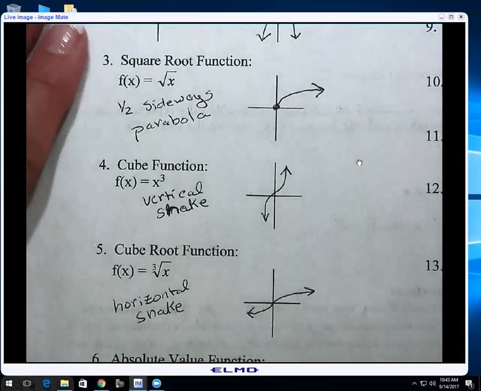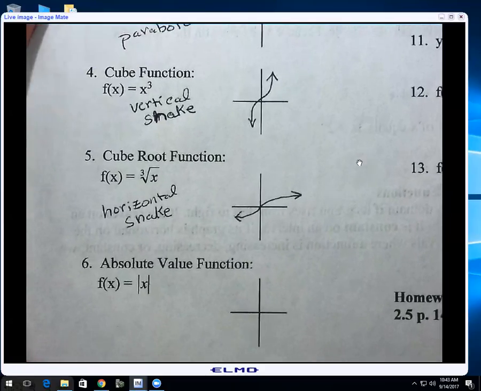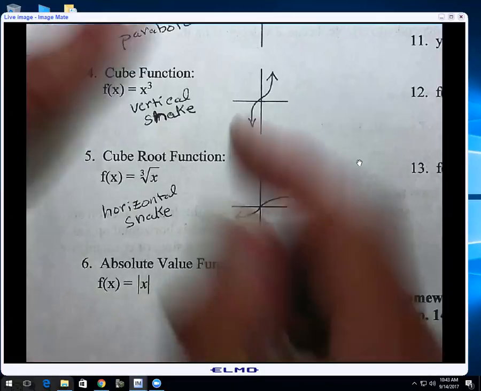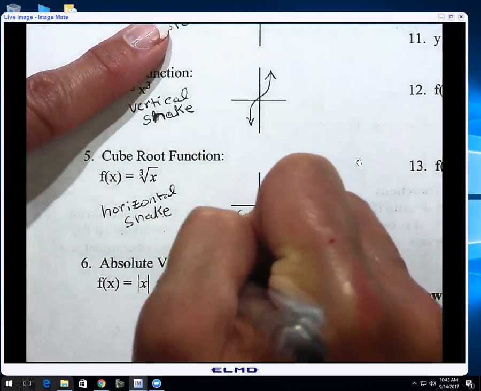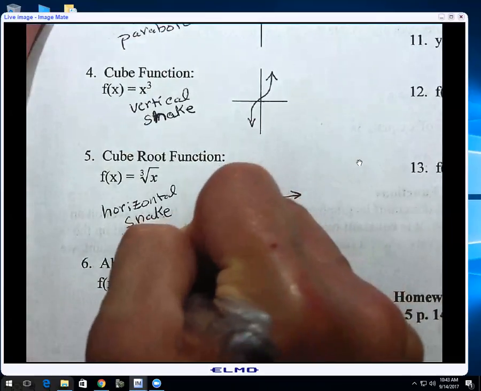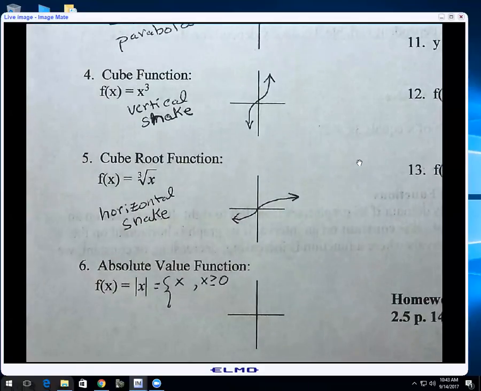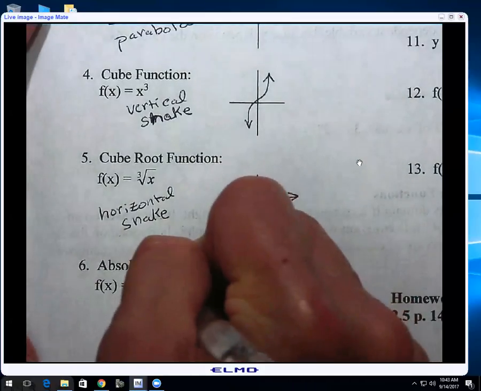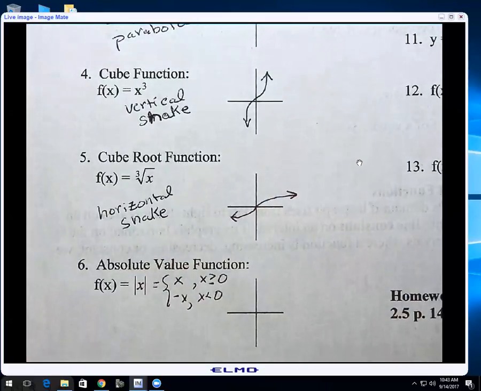The absolute value function, if you put in a positive number or 0, you get out the same thing you put in. If you put in a 7, you get out a 7. If you put in a 10, you get out a 10. If you put in a 0, you get out a 0. If you put in a negative number, you get out the opposite of what you put in. If you put in a negative 3, you get out a positive 3.